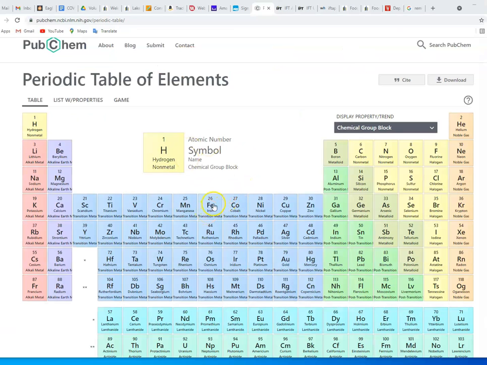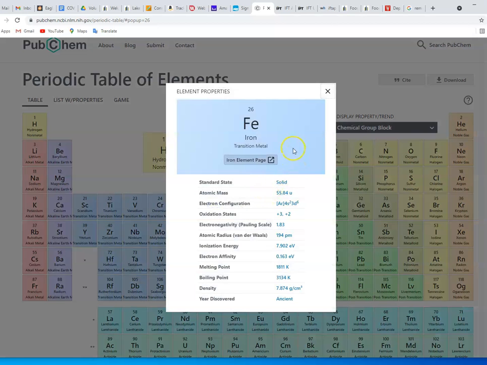All right, so I found a periodic table online. I'm going to click on iron, and it looks like the atomic mass is 55.84. So that is going to tell us how many grams per mole. So this is atomic mass units. It's also 55.84 grams per mole.